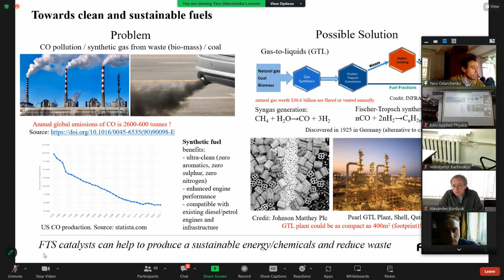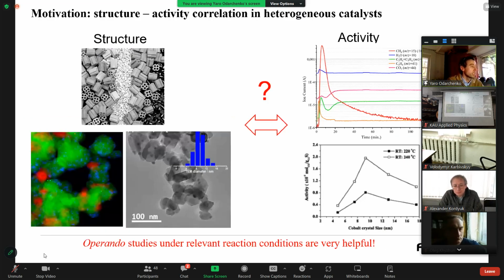And I just want to say that the main focus of this work, and what I've been doing, is correlating structure and activity in a functional material, specifically in a catalyst. And I guess all that we have seen so far today, synchrotron users and beamline scientists, are working in this domain, structure-activity correlation.